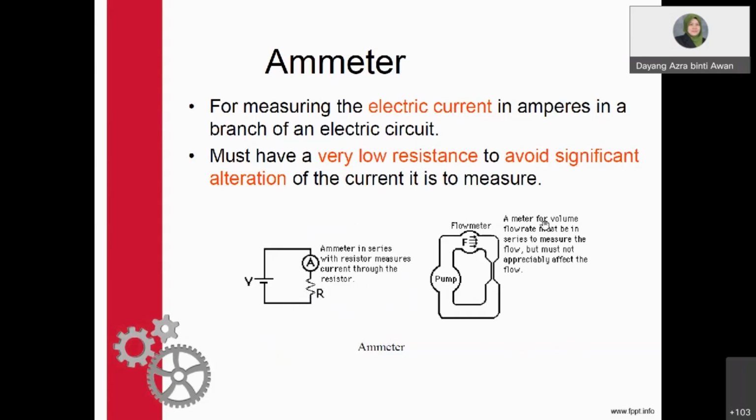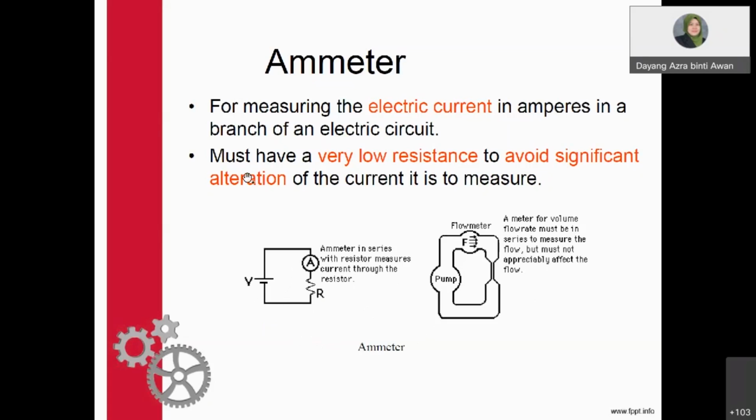Okay, so this is how it looks like when placed in the circuit. The ammeter must have a very low resistance to avoid significant alteration of the current when you do the measurement. Sometimes students put the ammeter in parallel. If it is in parallel, the current is not the same, and also your circuit is shorted.